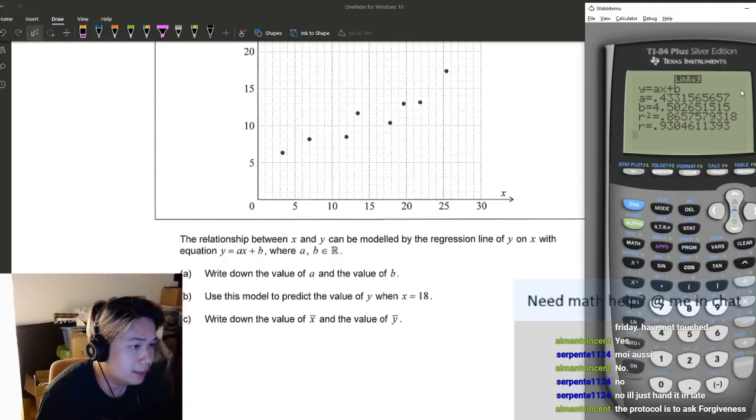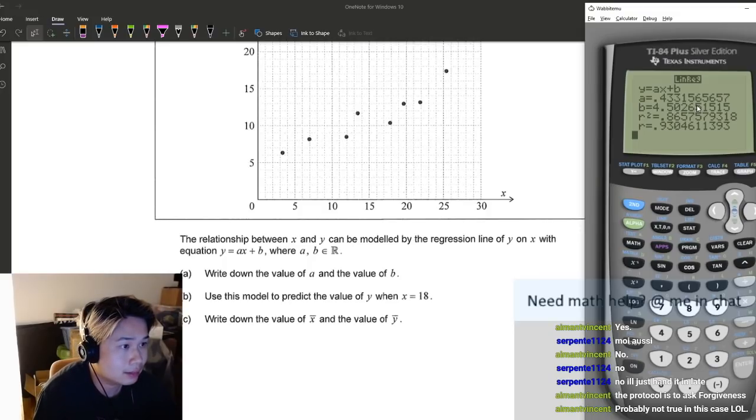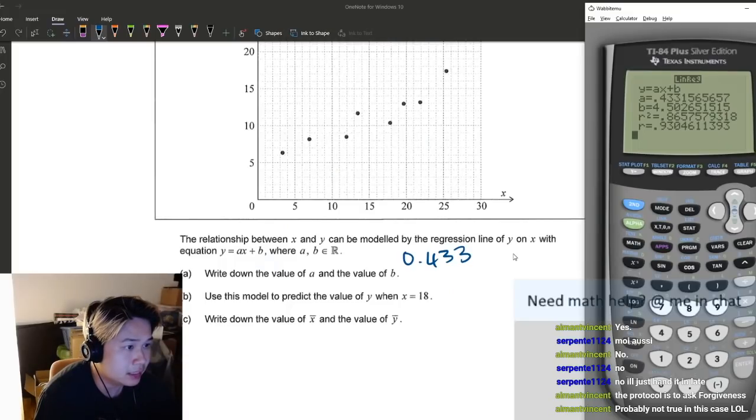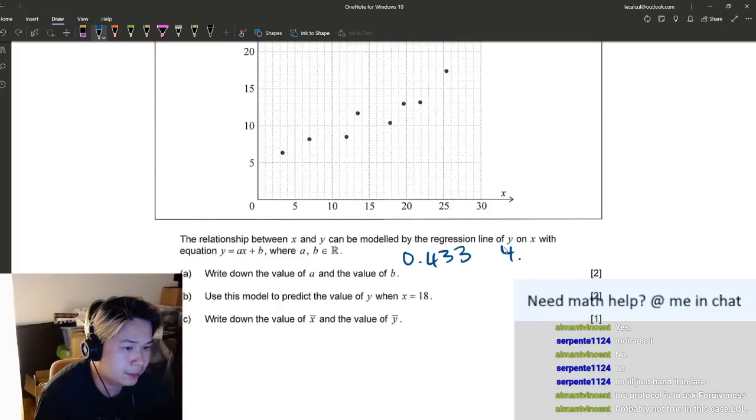Okay, so where am I? So here's my A, here's my B, to 3 significant figures. So A is 0.433, B is the other number, 4.5.